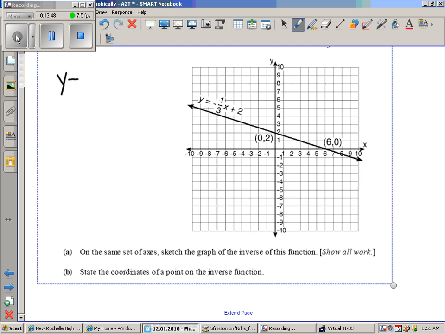Take this equation right here. That's negative 1/3 x plus 2. Let's go and try and find the inverse. So what's step 1 for trying to find the inverse? If you have an equation, step 1 for trying to find the inverse is to switch x and y.